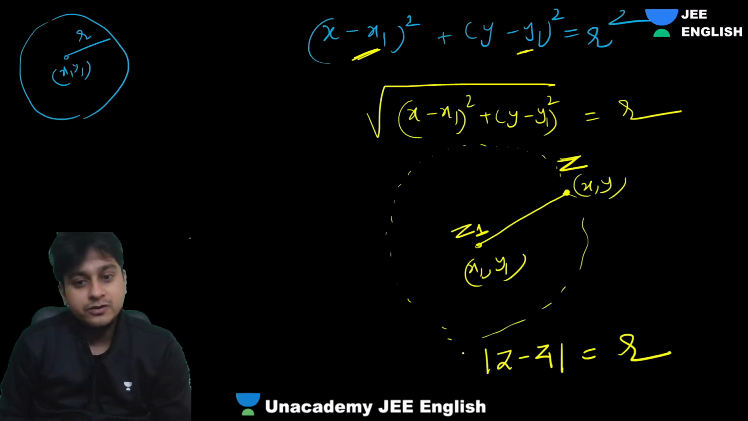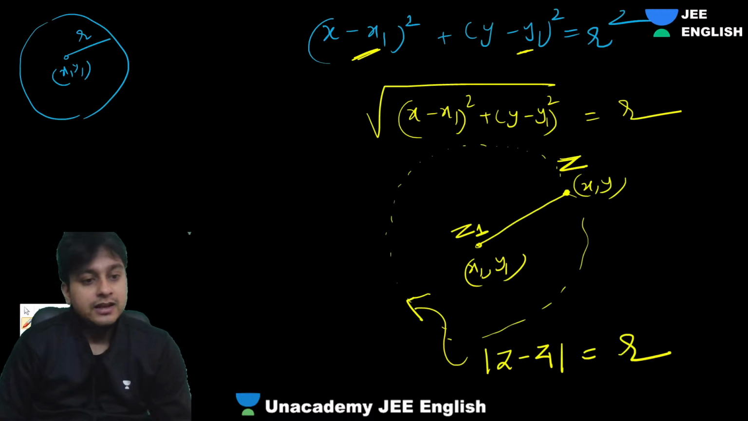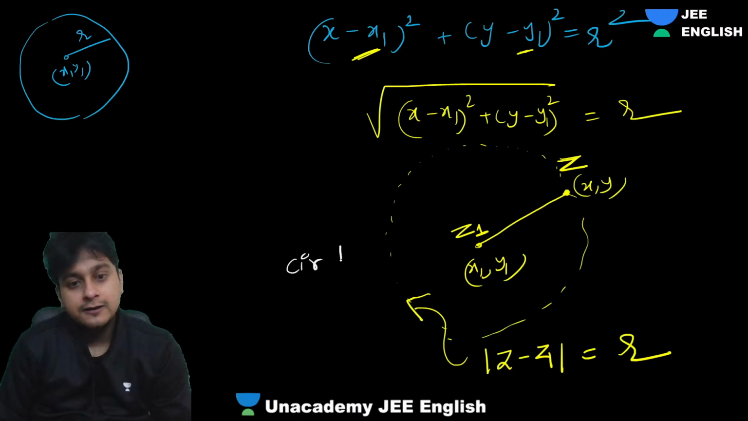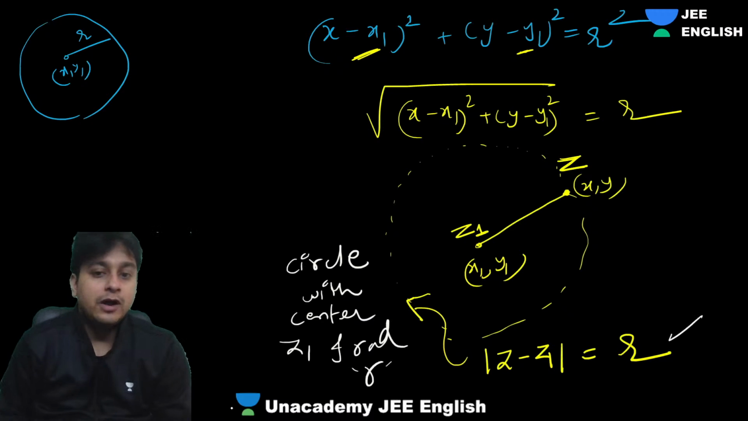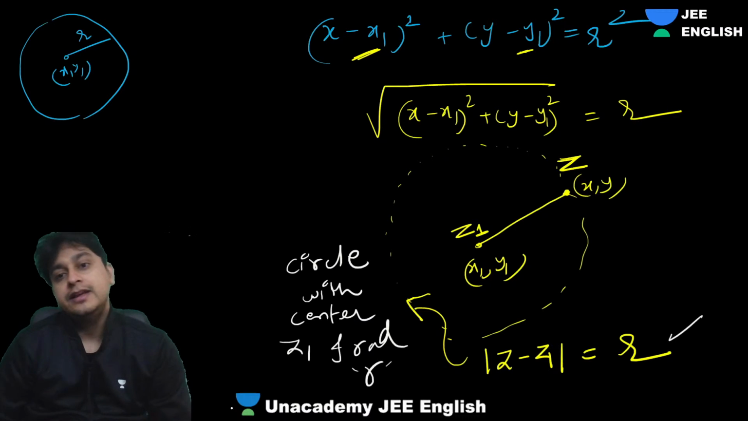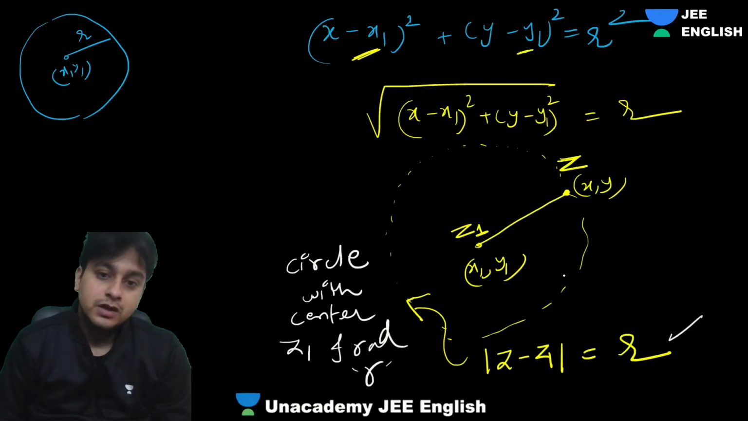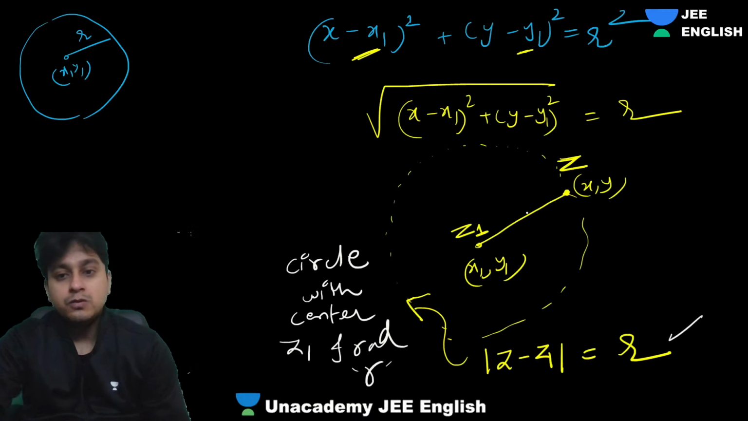Understood now? So did you go the reverse way? Yes. What is this denoting, guys? It's denoting a circle with center z1 and radius r. So that's what it is denoting, guys. We have framed it very nicely. Okay, guys. Now what about the ellipse?